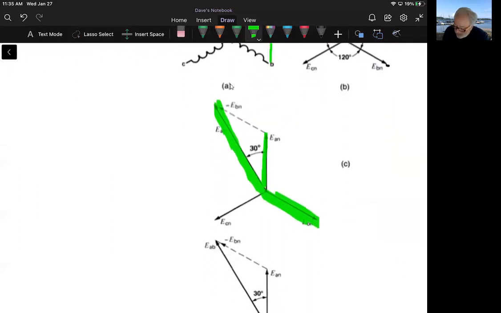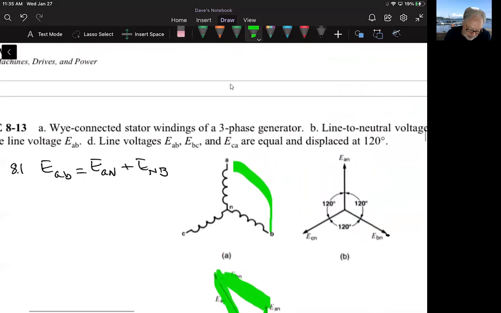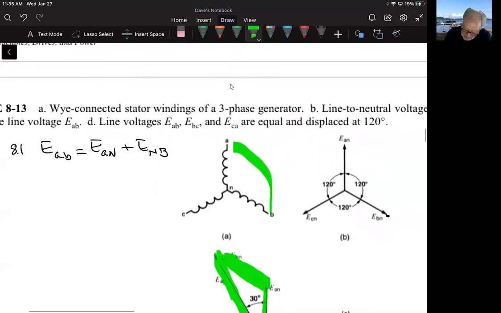One way you could do that with vector addition is you can take this, reorient it such that it would fit here, right? And that EBN now becomes minus EBN. And that's what he's written here in 8.1. So EAB becomes EAN minus EBN.